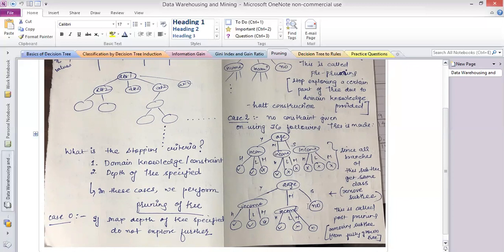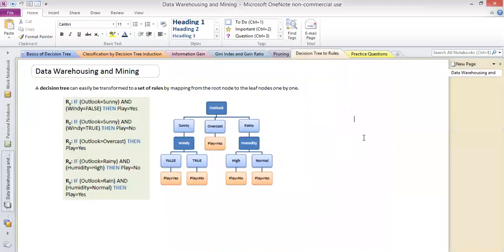All right. Okay, I hope this is also clear, guys. We can move to the last section, which is called decision tree to rules. Now, as you can see here, on the right hand side is a decision tree. You can always cast your decision tree into a set of rules or vice versa. From rules, you can make a decision tree. From a decision tree, you can make rules.